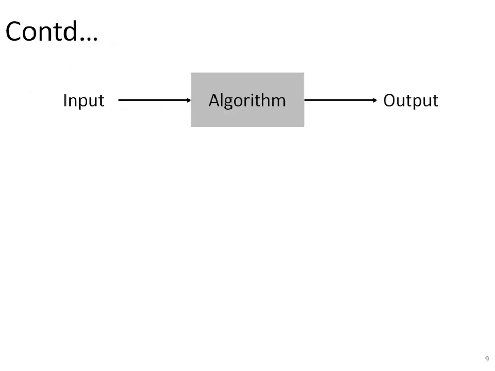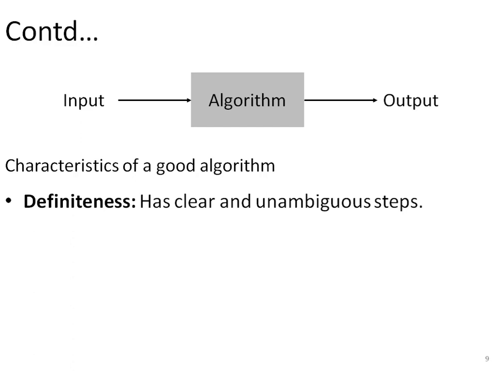There are certain characteristics that a good algorithm should possess, and they are definiteness, which says that each and every step of the algorithm should be clear without any confusion. Algorithm should terminate for each and every case of the allowed inputs. That is, it should have finiteness.